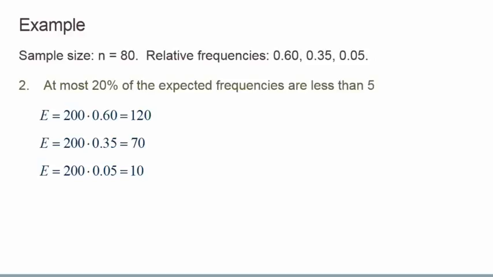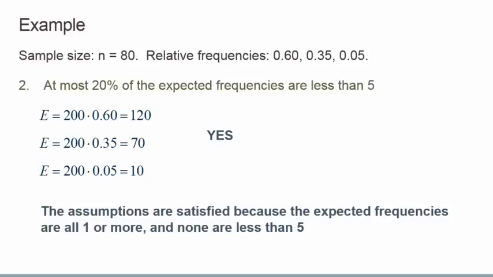At most 20% of the expected frequencies are less than 5. None of my expected frequencies are smaller than 5, so 0% are less than 5. Yes, my second assumption is met. The assumptions are satisfied because the expected frequencies are all 1 or more and none are less than 5.